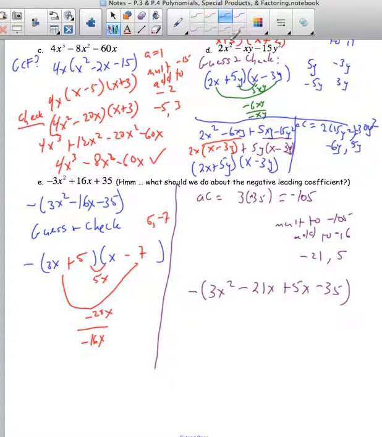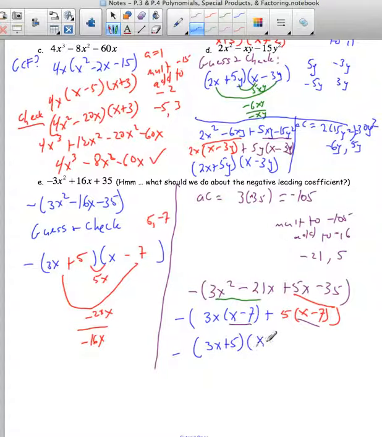Then I'm going to factor the first two terms by grouping and then the last two terms. So I'm going to keep carrying down this negative outside the parentheses: negative 3x times x minus 7, plus, factoring the second two terms here, take out the GCF, which is 5 times x minus 7. We see that x minus 7 is a common factor to both terms, which means we can factor that out, and that leaves us with negative, and then 3x plus 5 times x minus 7.